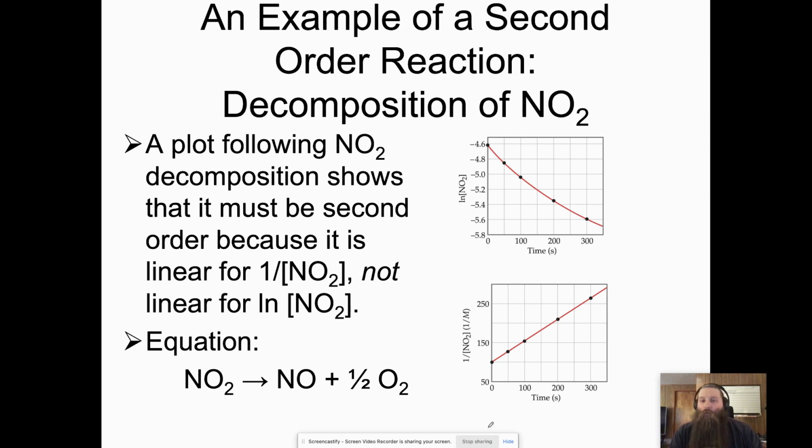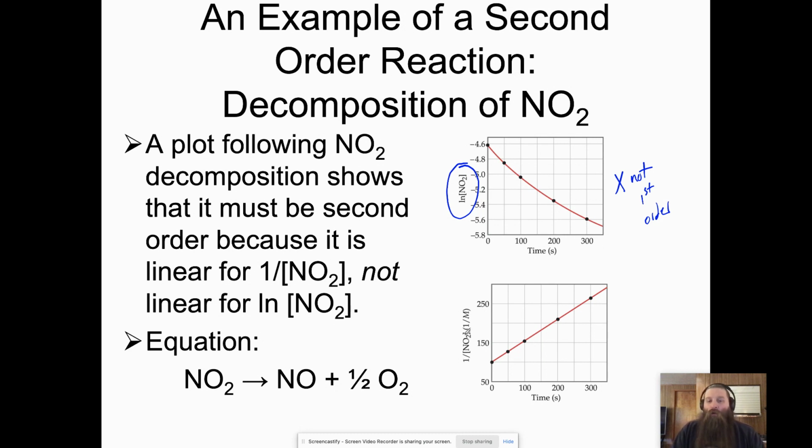And so in this case, I still want to be able to identify things from data, but now we're going to look at the decomposition of this NO2, this nitrogen dioxide. And I know right away that it's not first order, because if I take the natural log of that concentration like we did for first order, I don't get a straight line. So this is what tells me it's not first order. I'm just doing that little test.